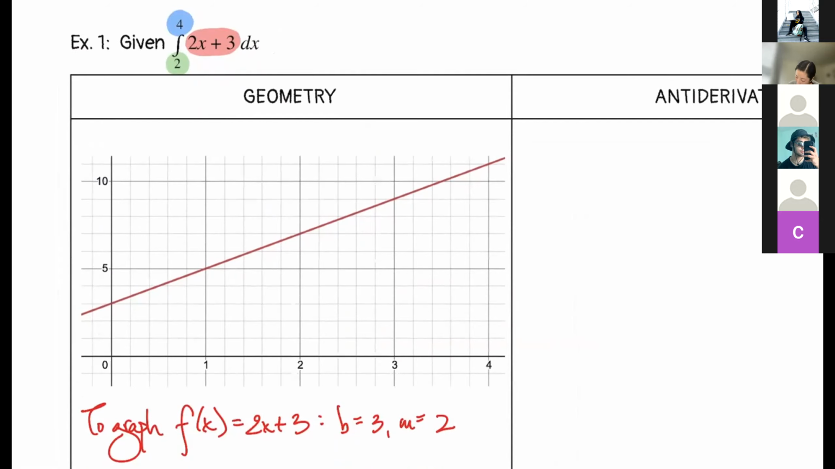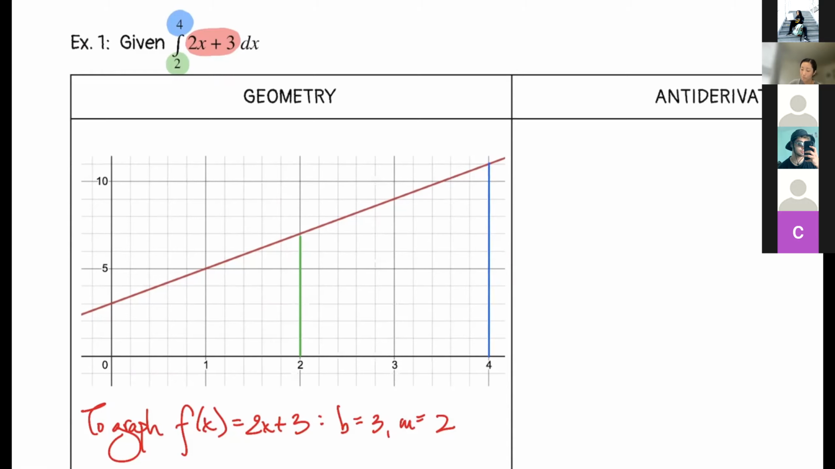So I'm going to go to x equals 2, and I'm going to draw a line from the function to the x-axis. That green highlighted 2 represents this green vertical line here. And then I'm going to do the same thing for 4. So I'm going to go to 4, and I'm going to draw that line. So I've got a green line and a blue line.